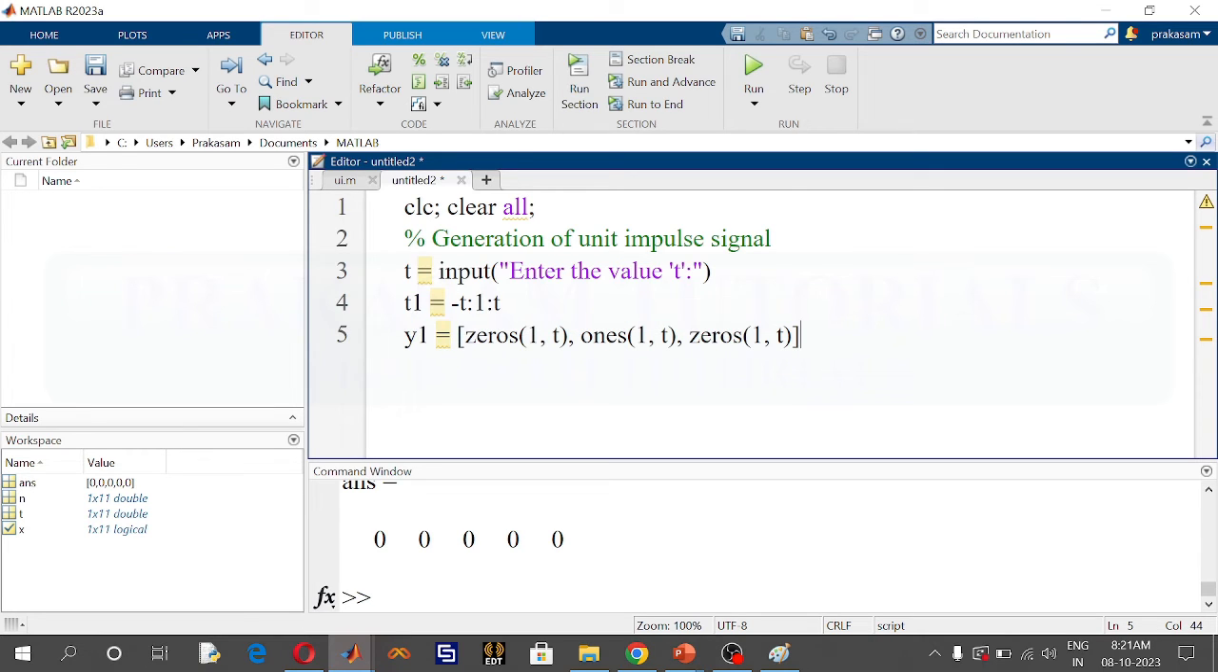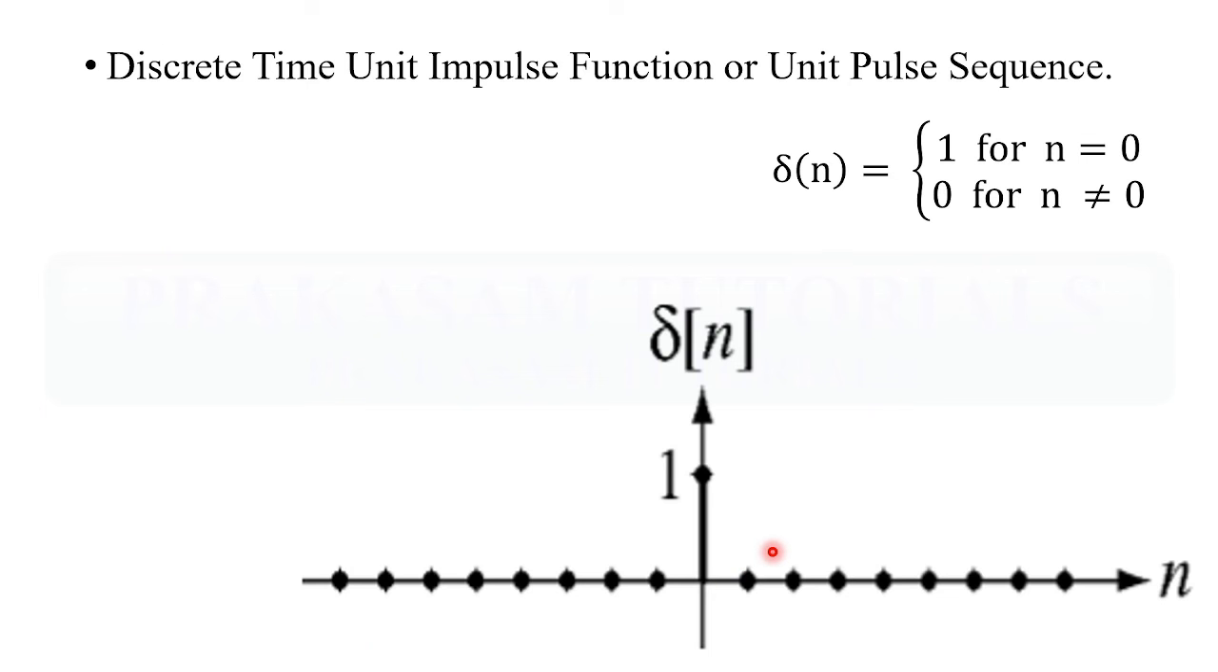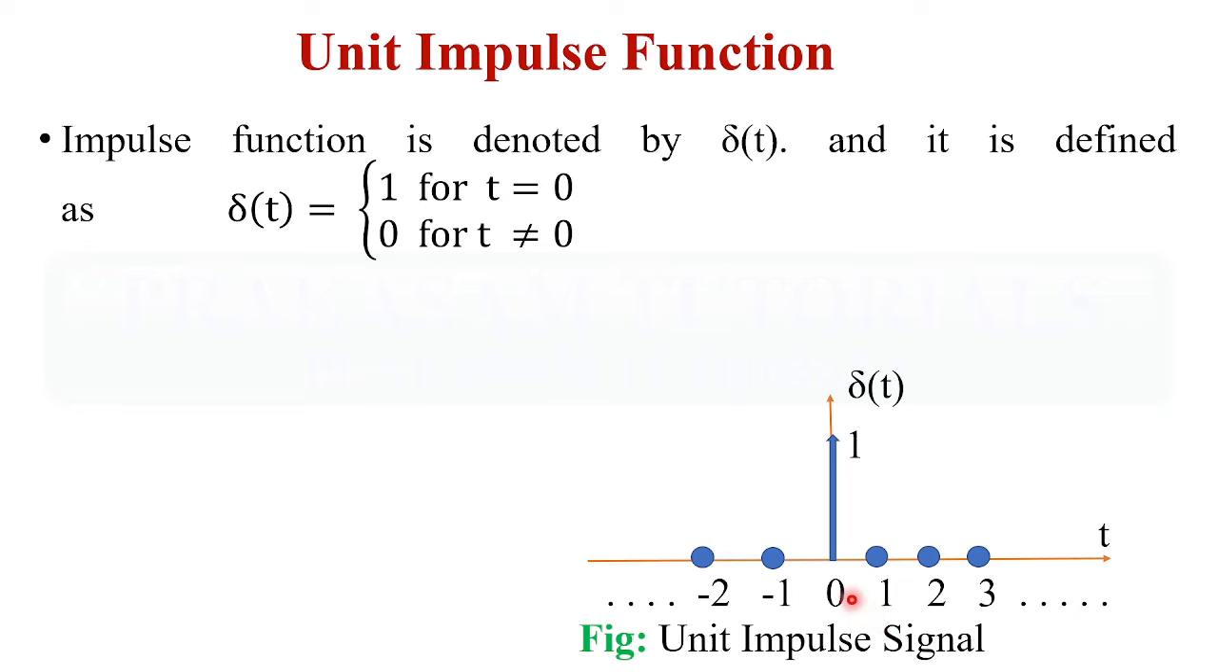According to the definition of the unit impulse signal, the unit impulse signal exists only at time t is equal to 0. At t is equal to 0, the strength of the signal is 1, and the left portion is zeros. So zeros of 1 comma t on the left and zeros of 1 comma t on the right portion, and in the middle the value is ones of 1 comma t.